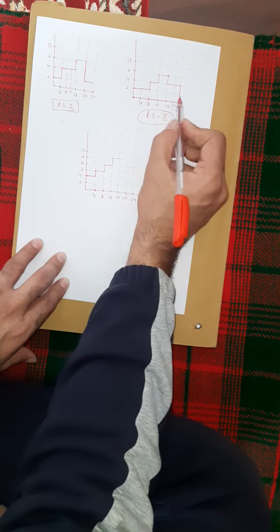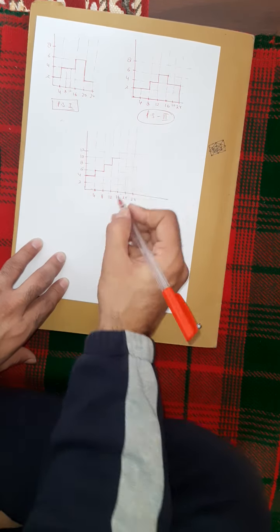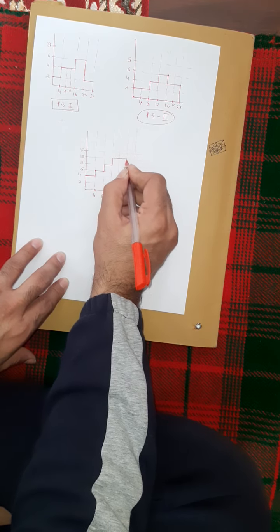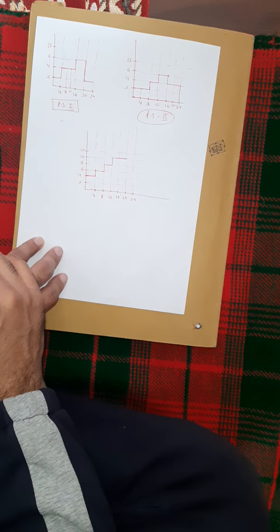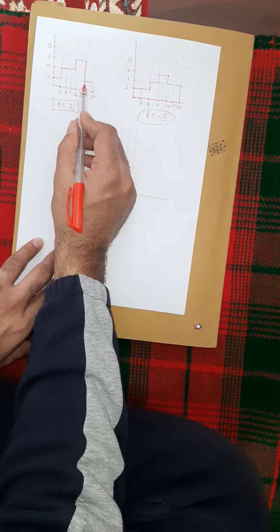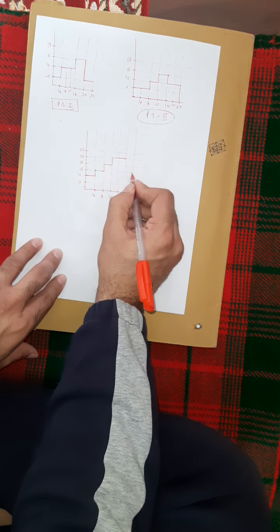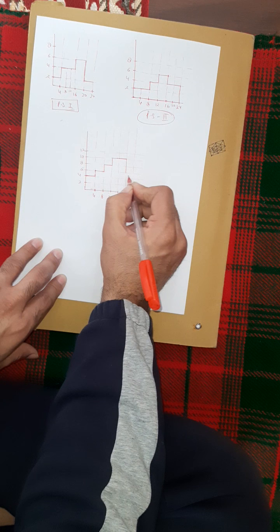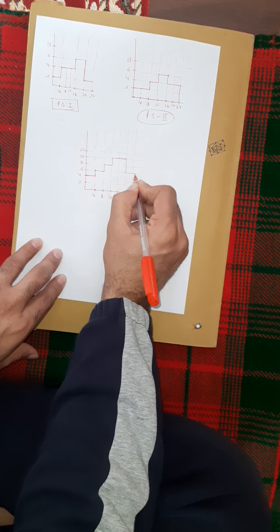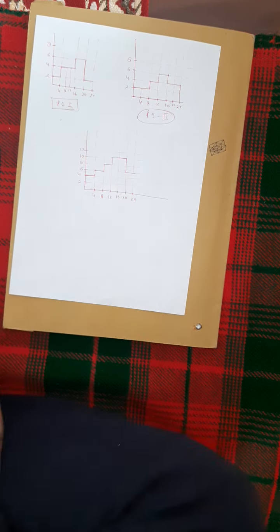Now 16 to 20. Here 6, and here 4. 6 plus 4 is 10 again. Now let us see from 20 to 24. It is 2 here and 4 here, so it is 6. So 6 is somewhere here. So the load curve will be like this. Okay, so this is the daily load curve.